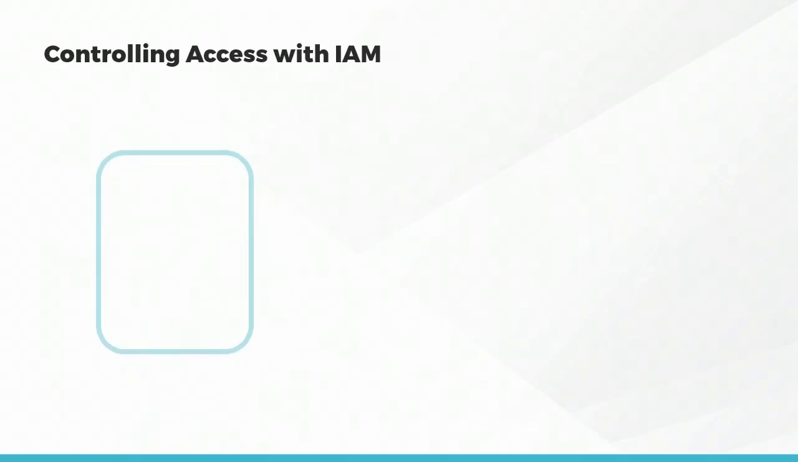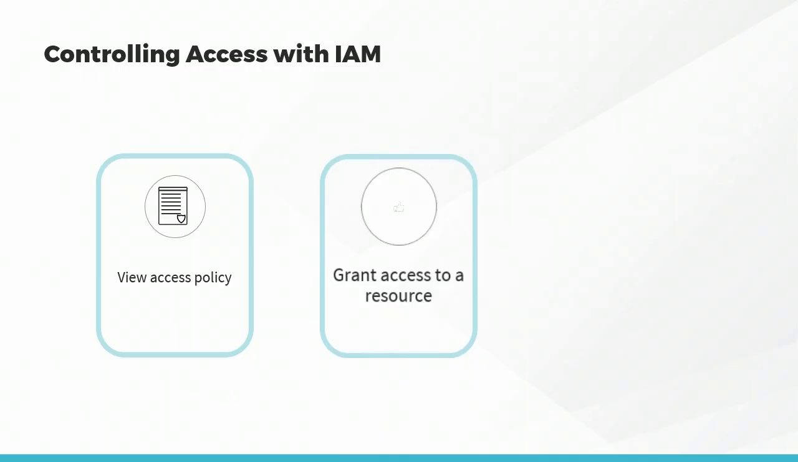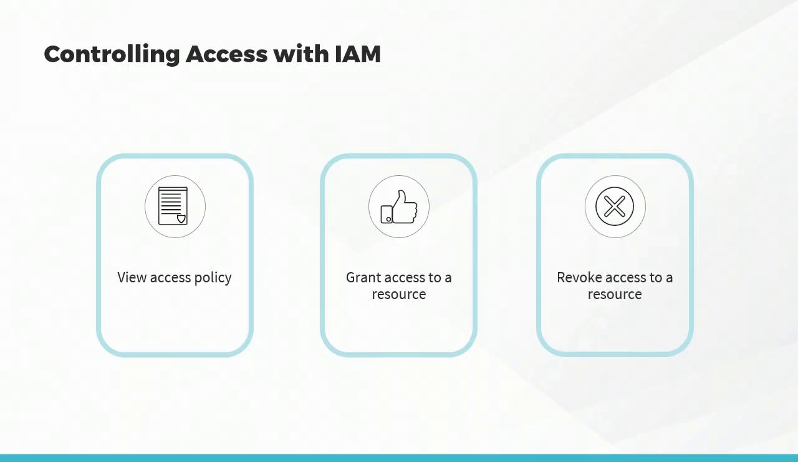Now, when we control access, we're controlling access with the Identity Access Manager, or IAM. What this means is that I want to be able to view the access policy that's associated with the data set in the IAM role, and I get to grant access to a resource all within the Identity Access Manager, and I can even revoke access to a specific resource, and it's all done through this manager.